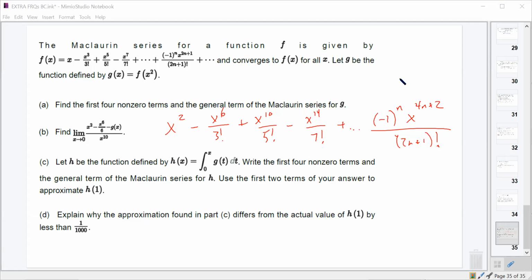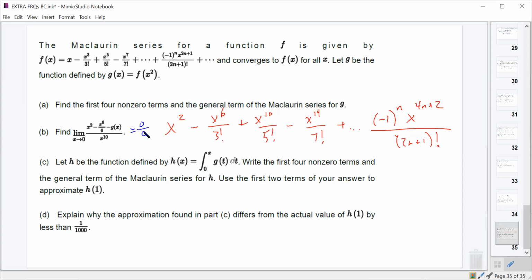Part B is just asking us to find this limit. Limit as x approaches 0 of x squared minus x to the 6th over 6 minus g of x, over x to the 10th. Okay, so first off, when we try to plug in 0, the numerator is going to be 0 minus g of 0. Well, what's g of 0? g of 0 is f of 0, and f of 0, if you plug in a 0 for all these x's, also looks like it's going to be 0. So that whole numerator should be 0 over x to the 10th, which is 0 over 0.